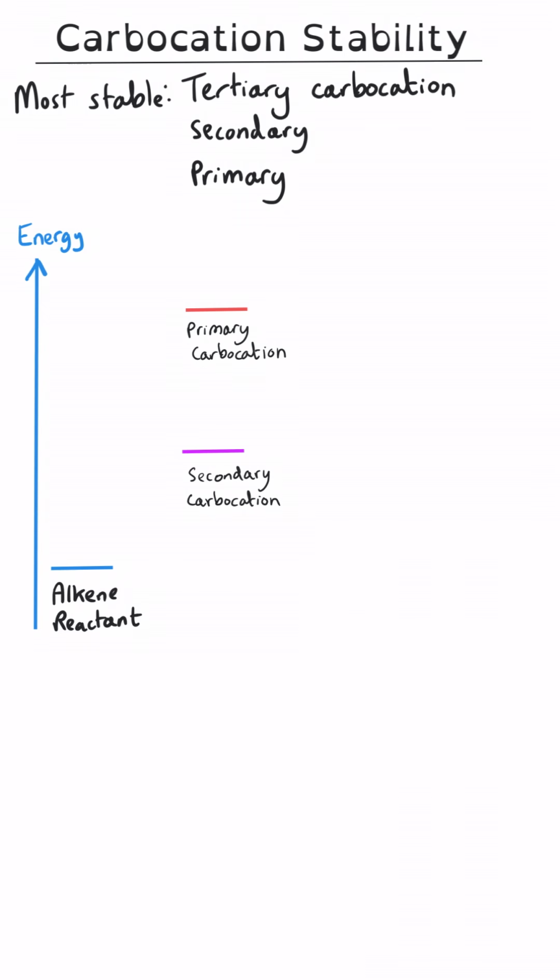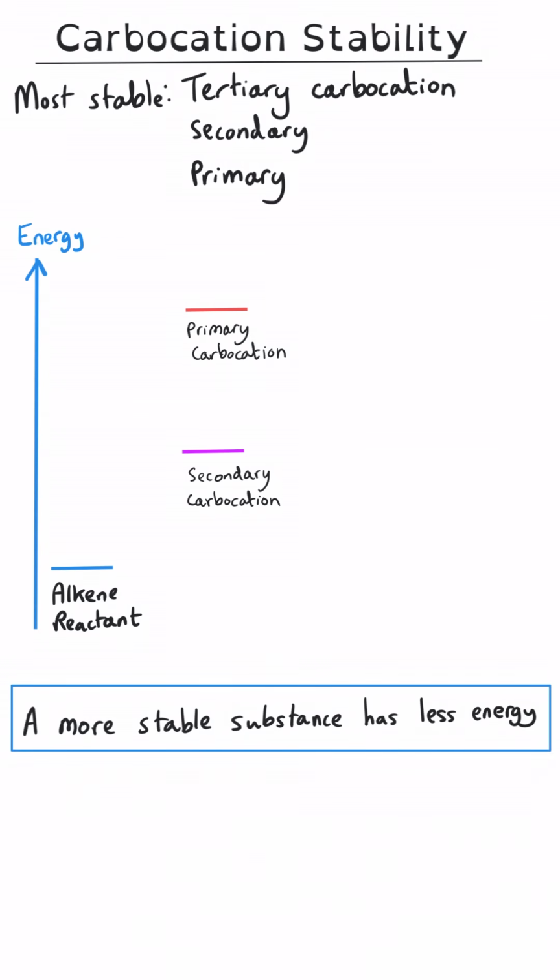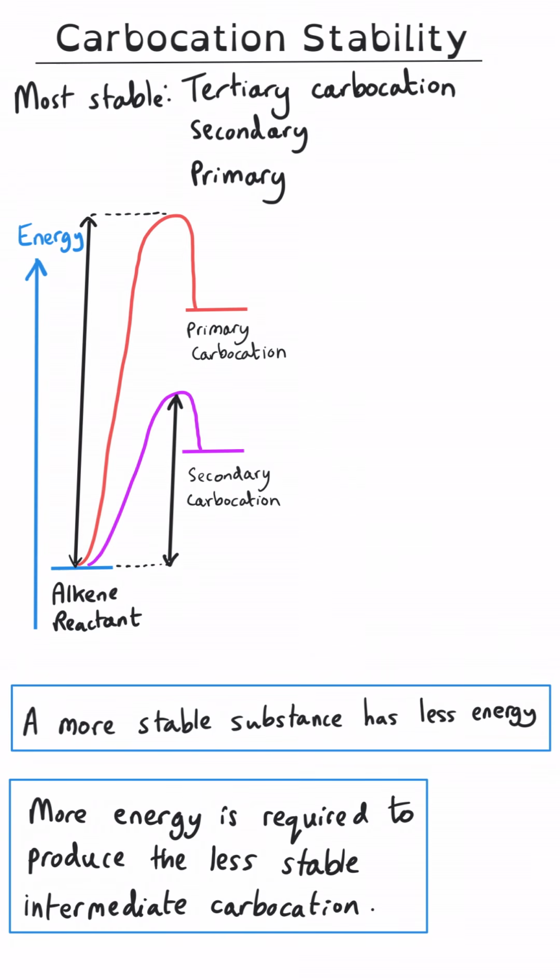Now, stability is to do with how much energy something has got. So if something is more stable, it's more stable because it has got less energy. And the opposite is true of something that is less stable. It must have more energy. And so if it's got more energy, the energy barrier or the activation energy that goes towards producing that carbocation is going to be bigger if the carbocation is less stable. And so it follows that in a reaction mechanism where you've got two possible intermediates, the one that's got the least energy is the one that is easiest to produce. And so it is the one that will form the most often.